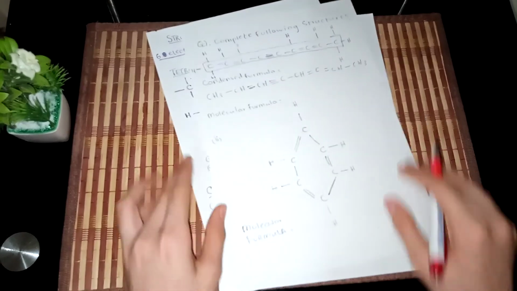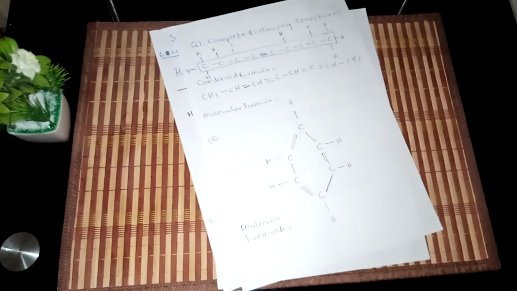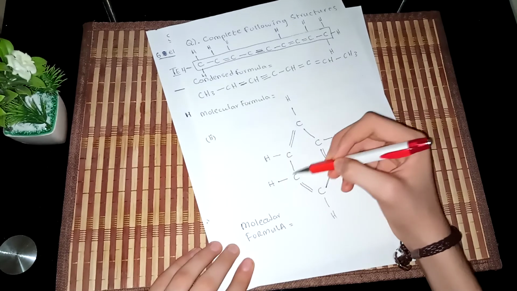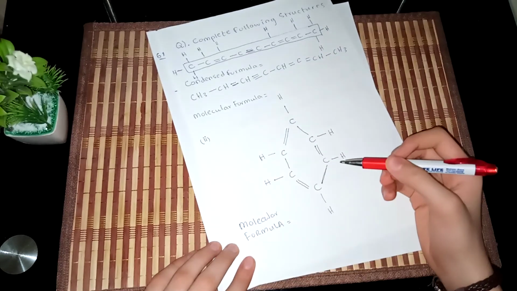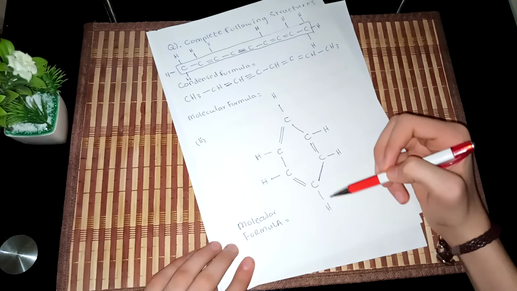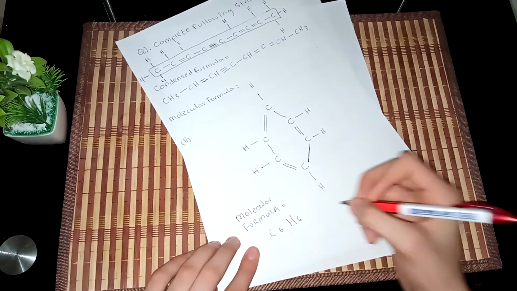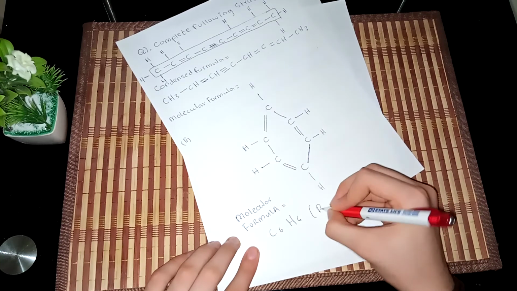So let's rewrite its molecular formula. Its molecular formula is C6, 1 2 3 4 5 6. C6, and how many hydrogens are there? 1 2 3 4 5 6. C6H6. It is called benzene.